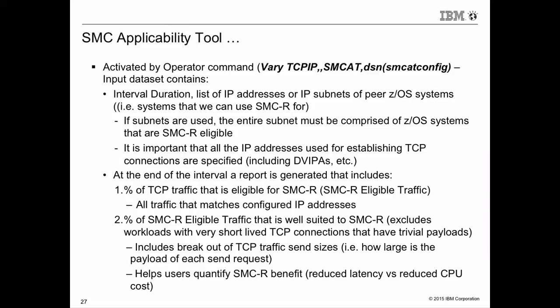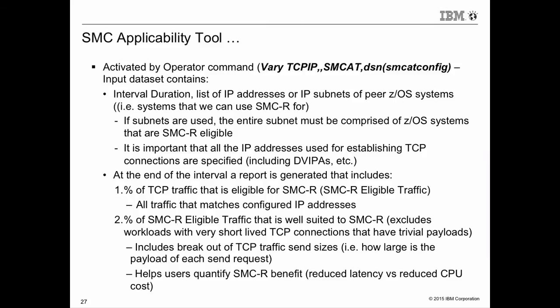So if we move on to chart 27, how is this support activated? There's an enhancement to the VARY TCPIP command with this new keyword called SMC-AT, the SMC Applicability Tool. You see the syntax there has a comma and a dataset name that you get to specify. Anything within the parentheses would be your input dataset that has some configuration information. The configuration information is really fairly simple.